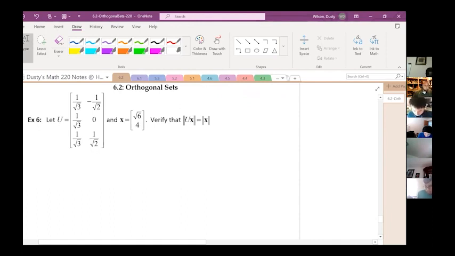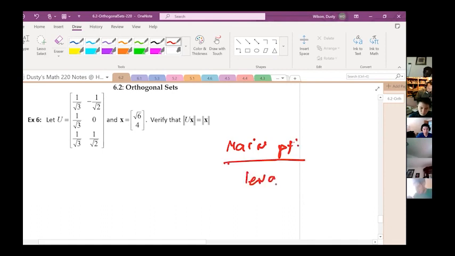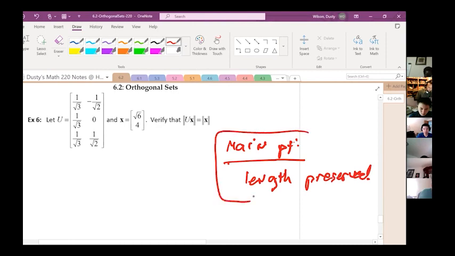I'm going to skip over this example 6. I think it should be pretty obvious what's going to happen here. We're going to figure out what Ux is. We're going to figure out what x is. We're going to compare their lengths, and we're going to show that they're equal to each other. So it's just a little bit of a crunchy thing. And the key point here is, again, that the length is preserved. Okay, so that's what's going on there.